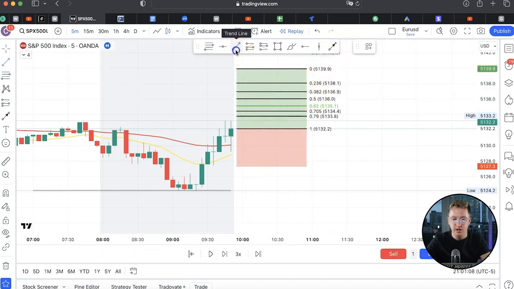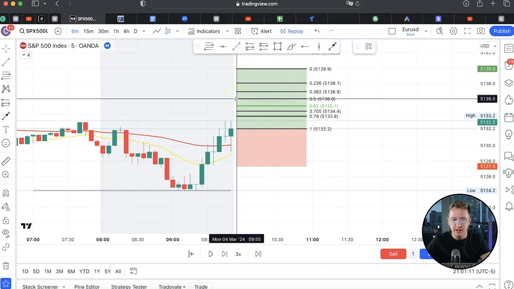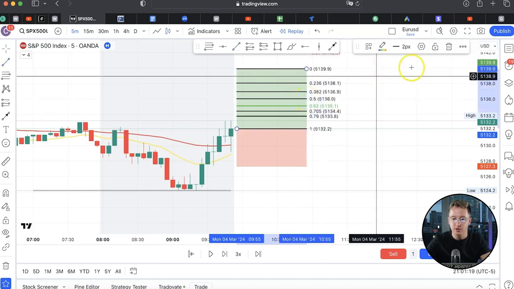So I'll just get my trend line right here. 50% level is right here. I'm going to mark this up, make sure it's even because the trend line can be uneven. Then I'm going to delete my fibs.